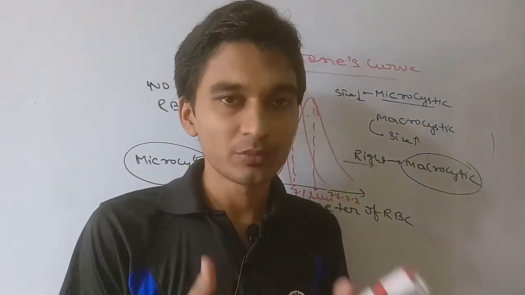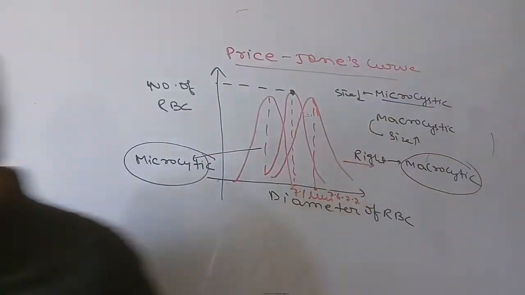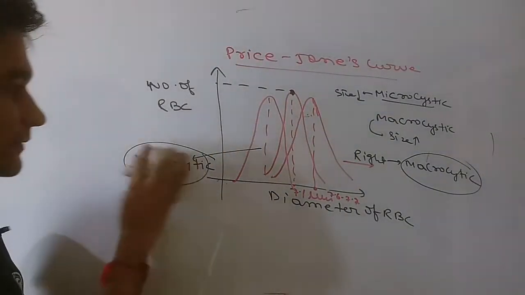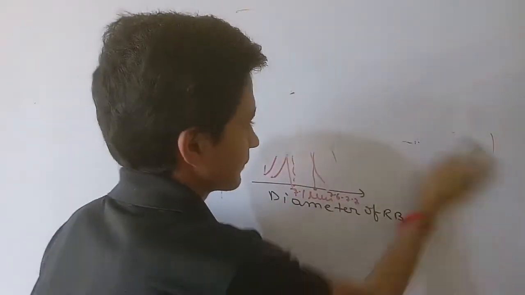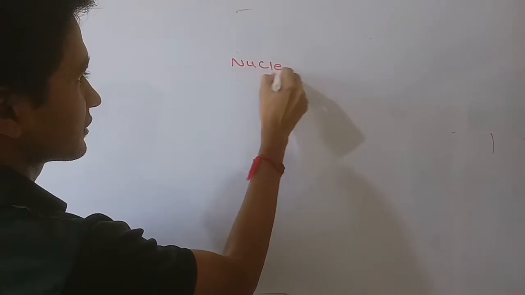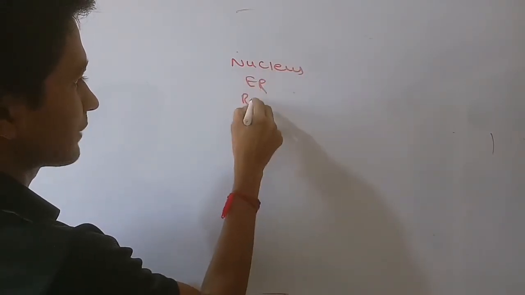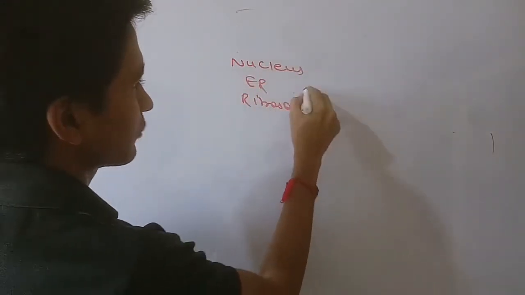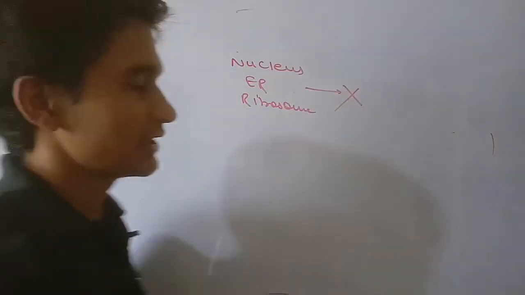So this is all about the morphology of the RBC. Now we are going to discuss the metabolism inside RBC. As RBC has no nucleus, no endoplasmic reticulum, no ribosome, many metabolic processes which occur in a normal cell are absent in RBC.